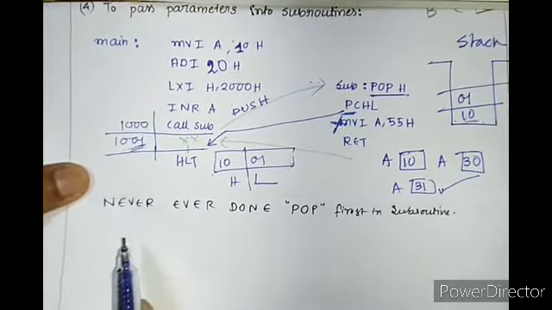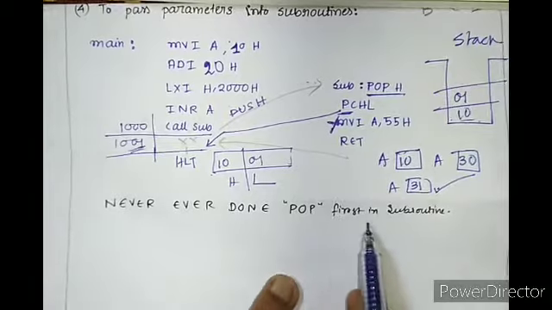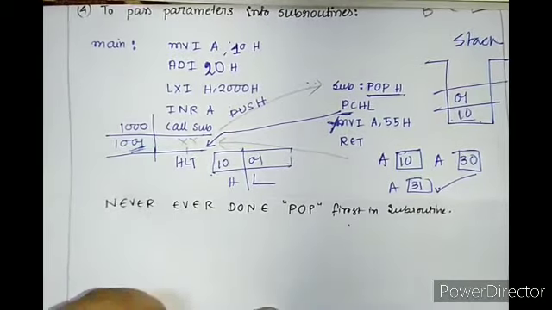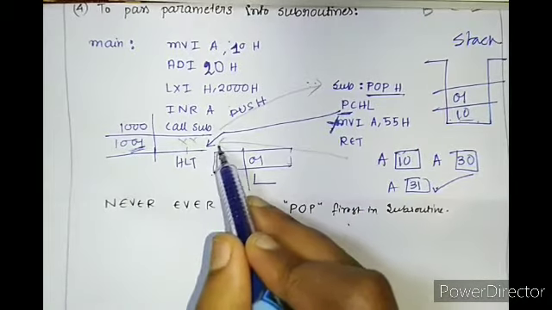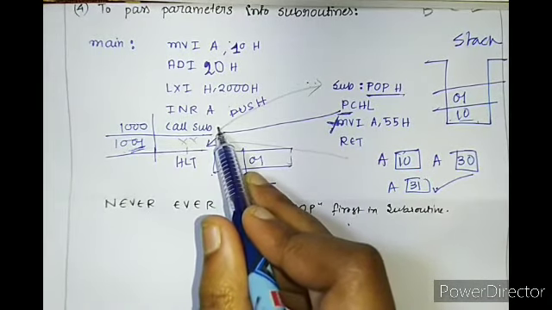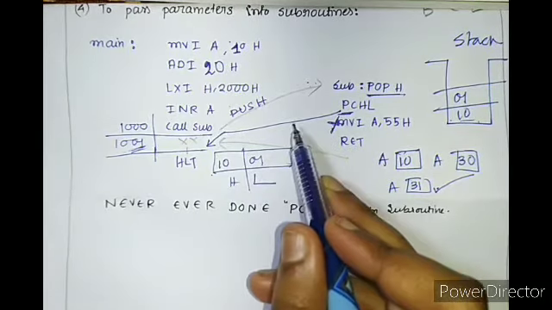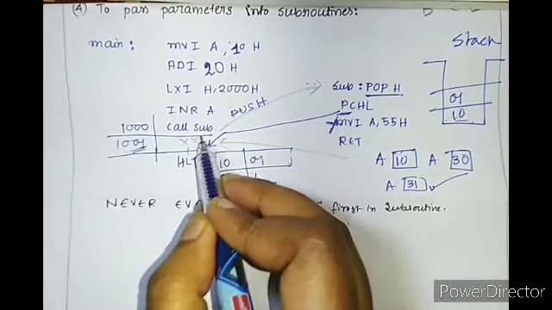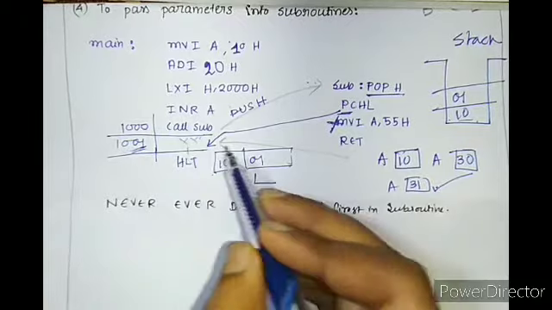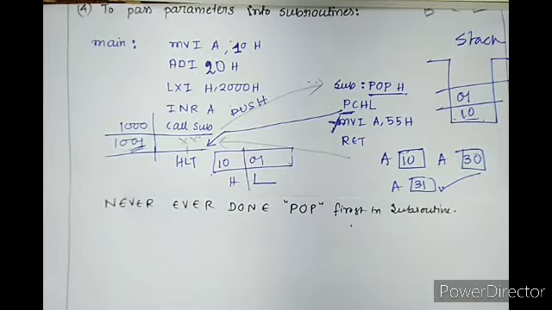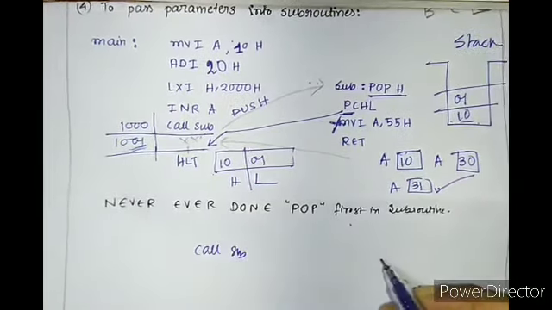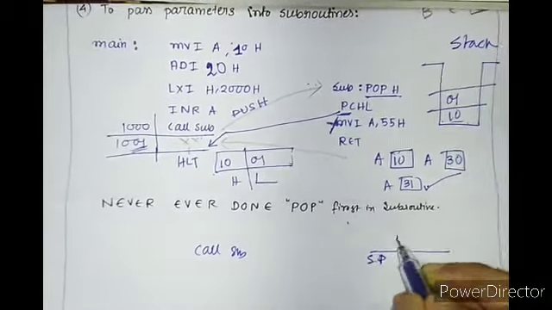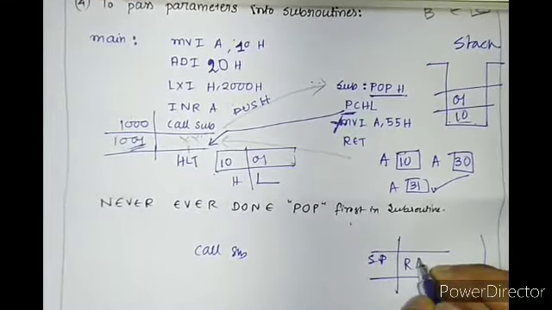Never ever do a pop operation first in a subroutine. Why? Because when we are calling a subroutine, a step that has already been done by the microprocessor is that it will push the return address onto the stack. You didn't even know that this happens. But after calling the subroutine, your stack is already initialized with the return address.